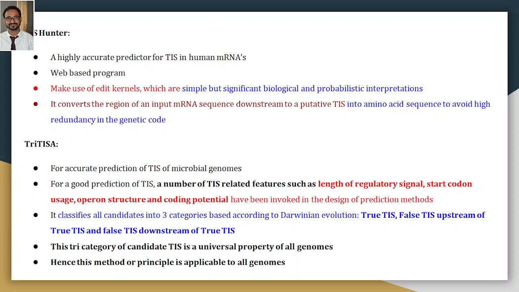It's like Darwinian evolution, how I told you: false, true, false. This tri-category of candidate TIS is a universal property for all genomes. Hence this method or principle is applicable for all genes. Since it depends on 3 categories, we are calling it TriTISA. One is true TIS, false TIS upstream of the true TIS, and another one is vice versa, false TIS downstream of the true TIS, upstream and downstream.